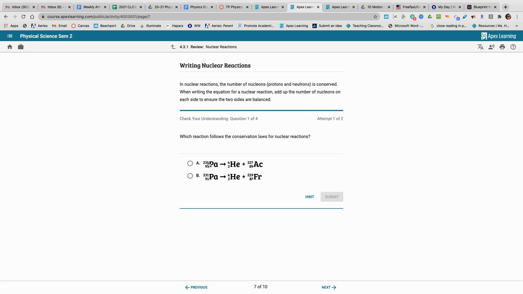So which reaction follows the conservation laws for nuclear reactions? Here I have 231. On the right side, I have 227 plus 4. Does that equal 231? 91, 2 plus 89. If you look at choice B, 231, is that the sum of 4 plus 229? 91, is that the sum of 2 plus 87? If both of those things are not true, then it does not abide by the law of conservation.